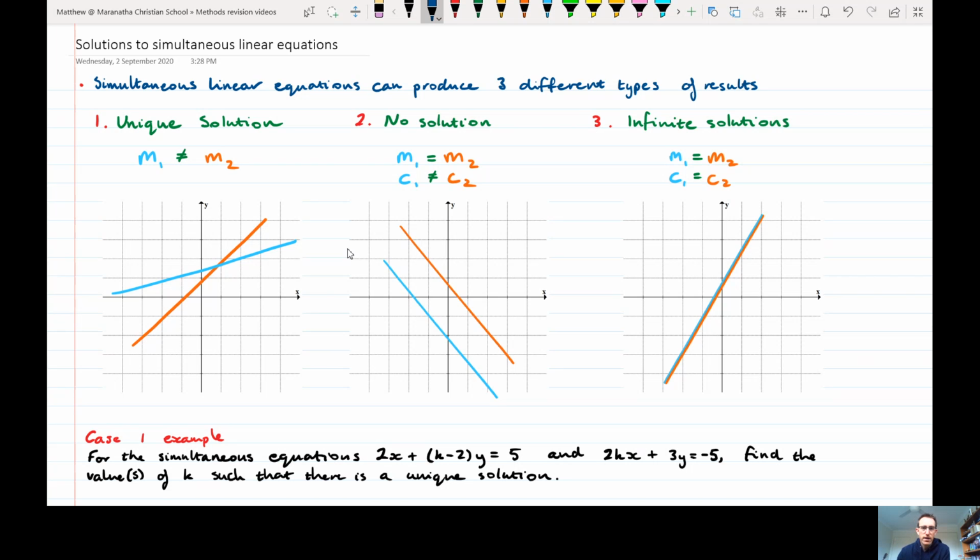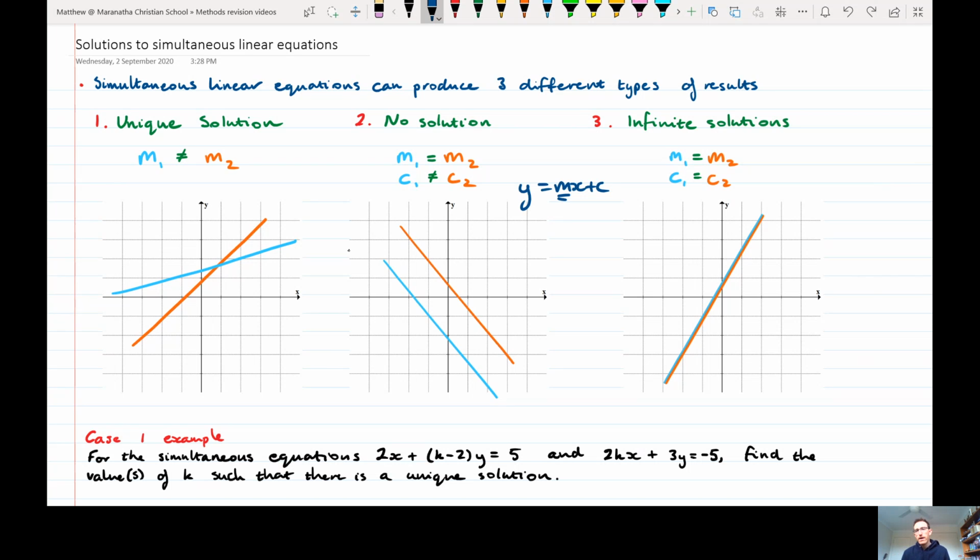The properties of y equals mx plus c, which must occur this time, it's clearly the gradients must be the same because the lines are parallel. So the gradients must be equal to each other. However, you can clearly see there must be different y-intercepts. So same gradient, different y-intercepts, and you'll end up with no solution.